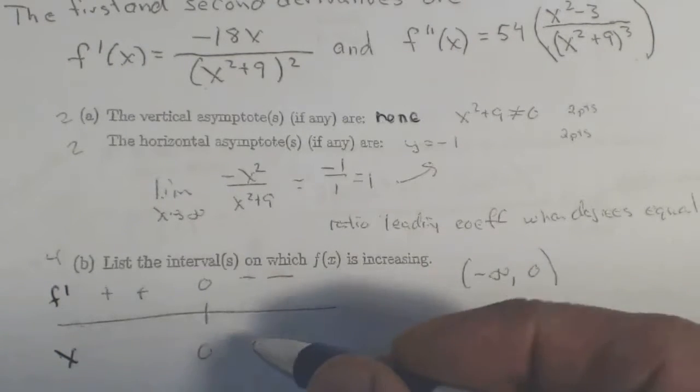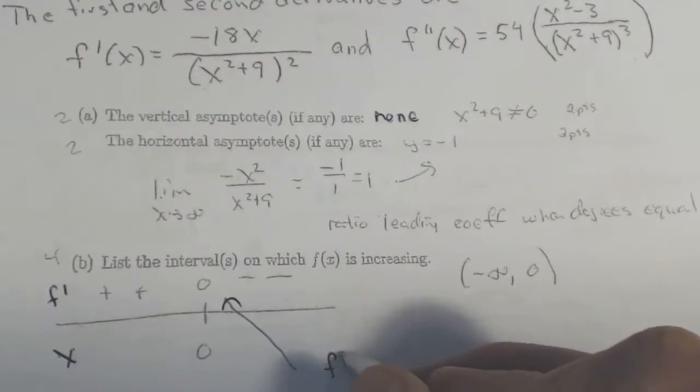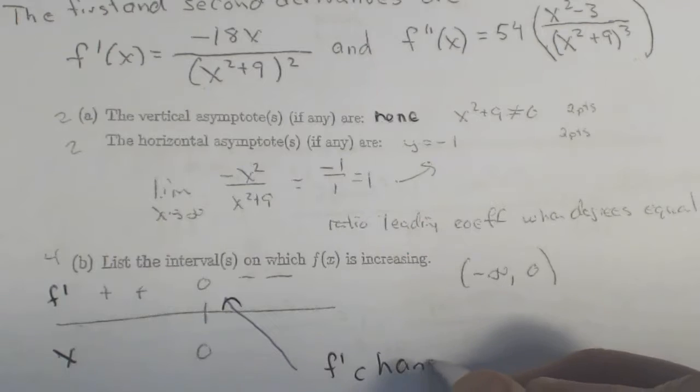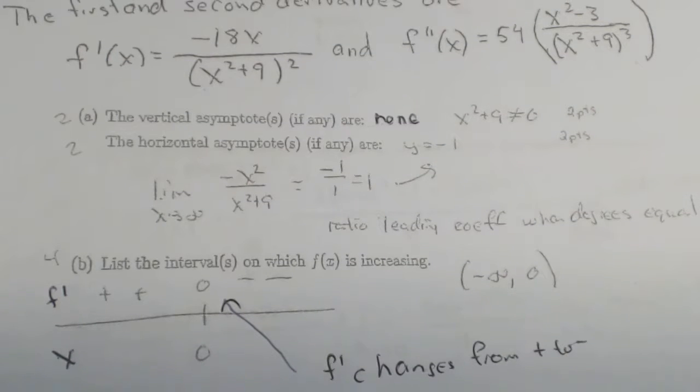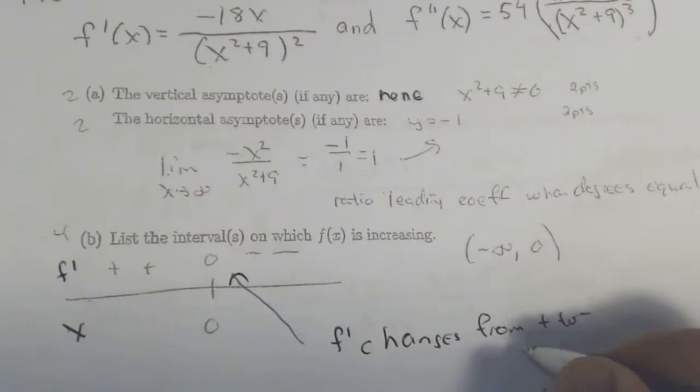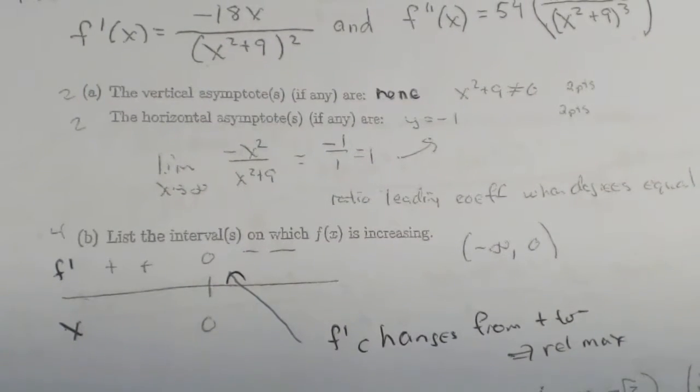Also, we ought to be able to see right from this chart that because f prime changes from positive to negative, plus to minus, that's a relative maximum. Actually, because it's the only sign change, it's an absolute maximum. And we'll need that later on our graph.